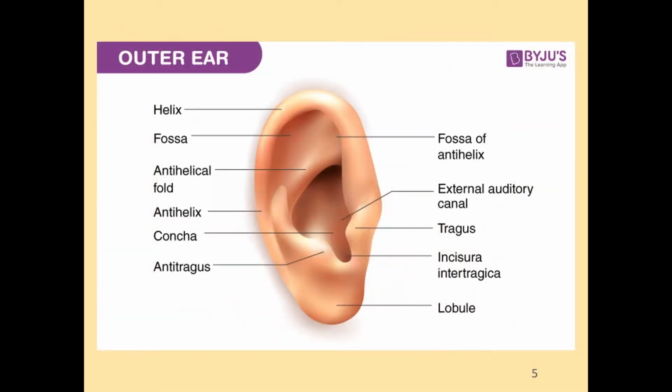So this slide shows us the outer ear, also known as the pinna, which is a word that describes the whole of the ear. One part to take note of here is the tragus, which is the small kind of triangular piece of cartilage that sticks out over the opening to the ear canal.